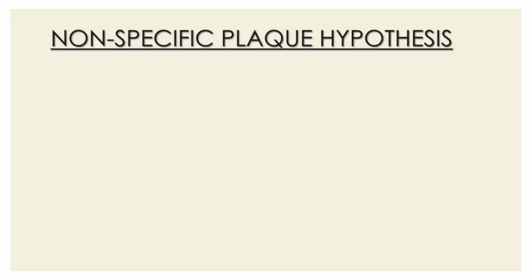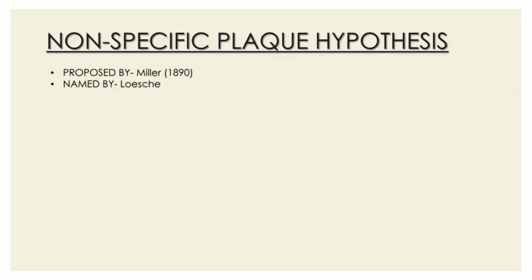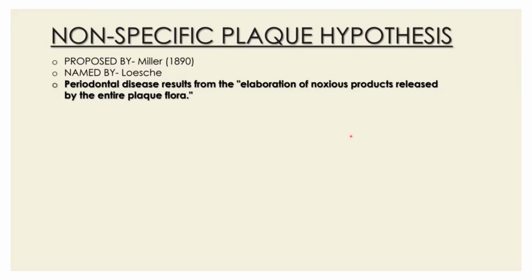Non-specific plaque hypothesis. It was proposed by Miller in 1890. Its name, non-specific plaque hypothesis, was given by Loesche. This hypothesis was described in the 19th century when, due to lack of technology, bacteria could not be identified. It states that periodontal disease results from the elaboration of noxious products released by the entire plaque flora.